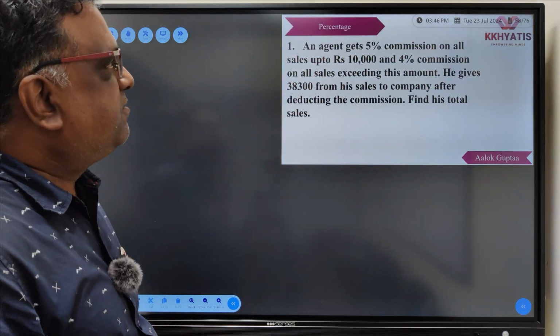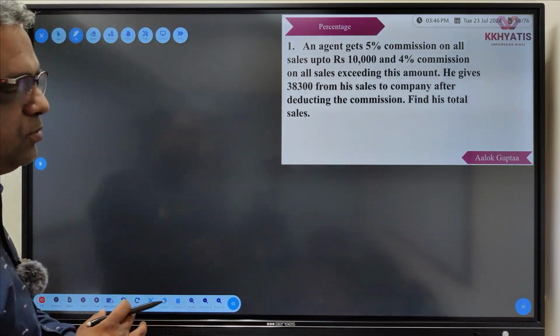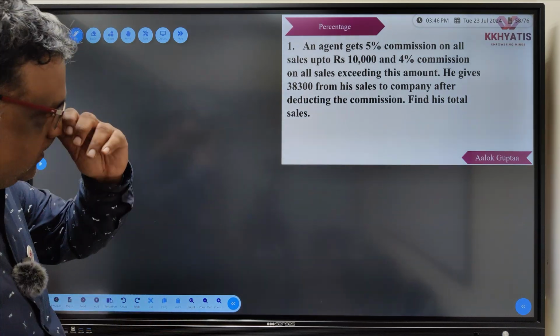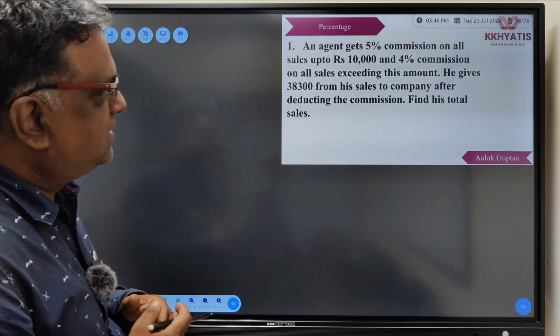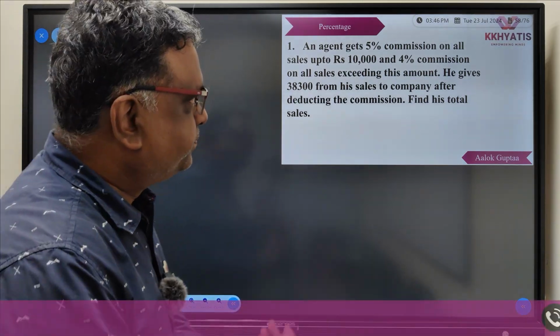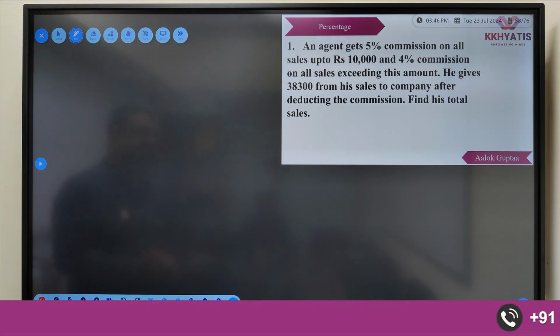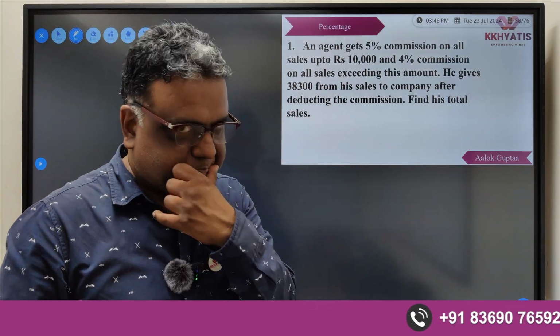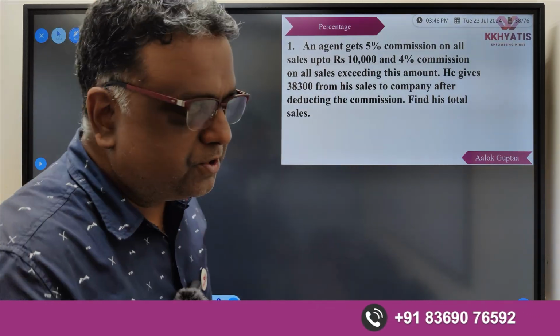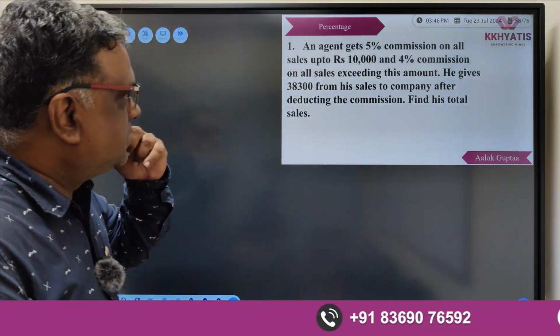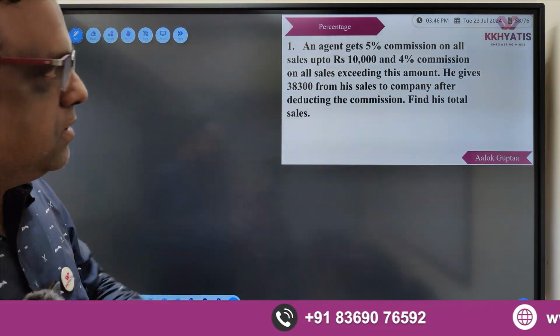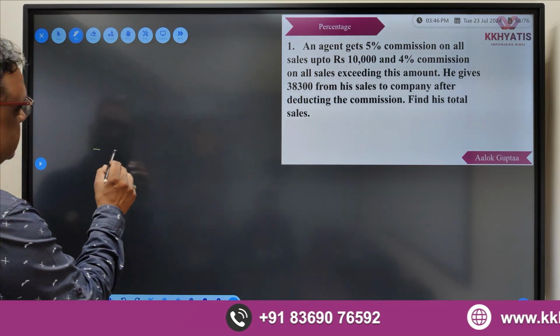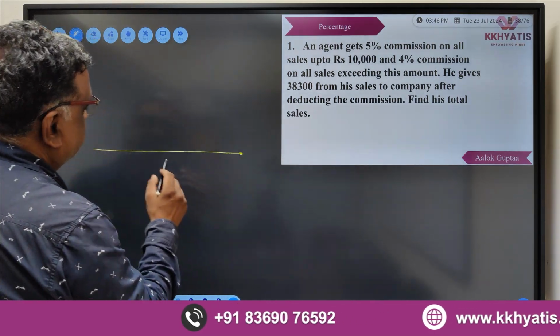An agent gets 5% commission on all the sales up to 10,000 and 4% commission on the sales exceeding this amount. He gives 38,300 from his sales to the company. After deducting the commission, find the total sales. So you understood? So let us say ये उसका पूरा sales है.